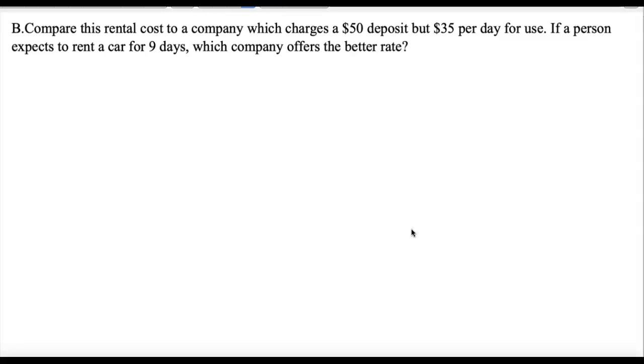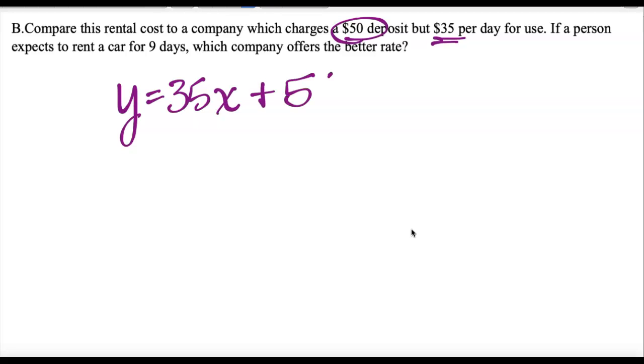The last example, press pause. This one has two parts, so be careful, and we'll go through it. Alright, the first one, the deposit, again, that's your y-intercept, and your $35 per day. So this would be 35x plus 50. And in this case, x is our per day.